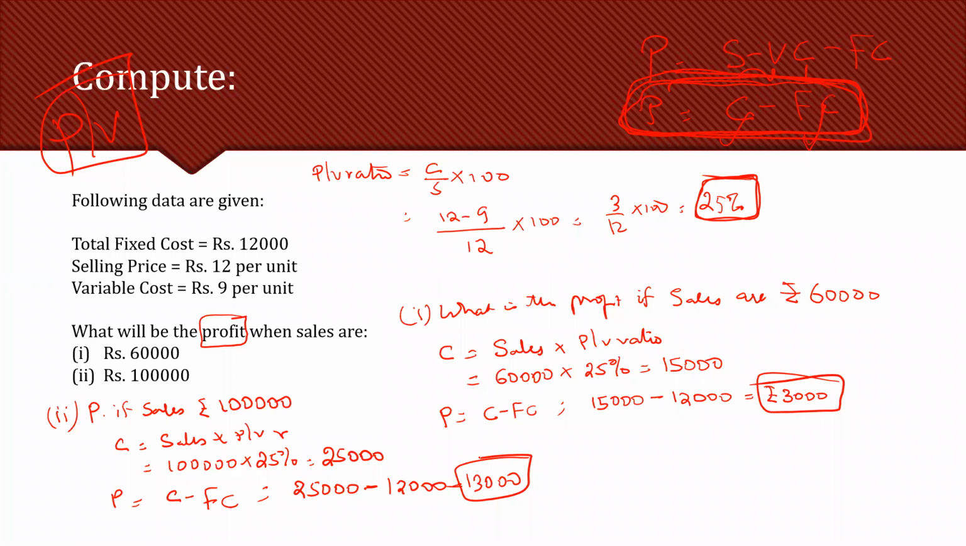So this is one of the benefits of PV ratio. And we can do the reverse computation also. If the profit is given, you can find out sales also. That we'll be discussing. Anyways, I think you are in the mood of Christmas. We'll discuss this once again in the next class.